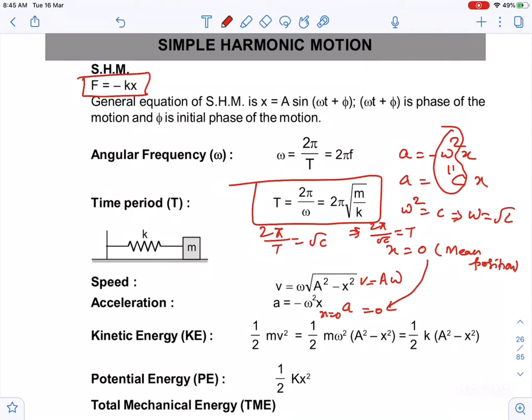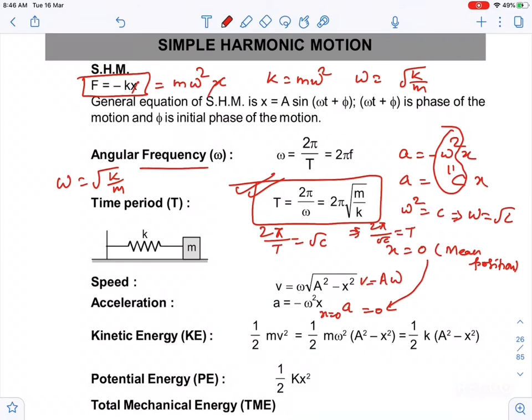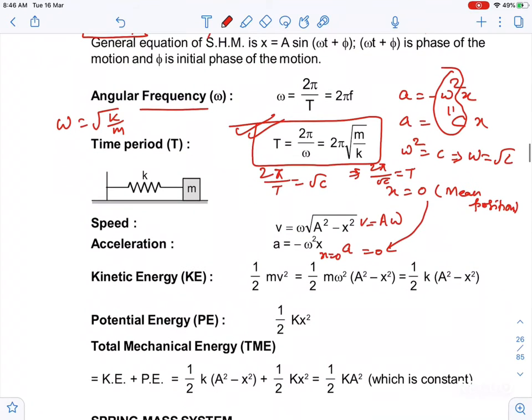So time period is 2 pi by omega, and you should know that omega can be written as under root k by m also, guys. How have I written omega as under root k by m? You know that f is equal to m omega square into x. When you compare, you will get k is equal to m omega square, and omega is under root k by m. So if you substitute under root k by m, the time period becomes like this. Angular frequency, you all know, is 2 pi into f.